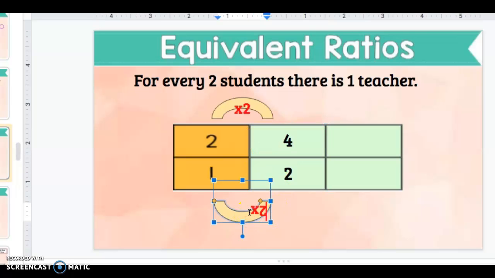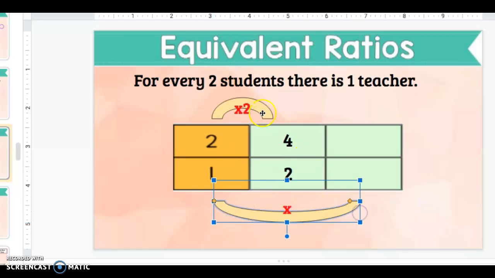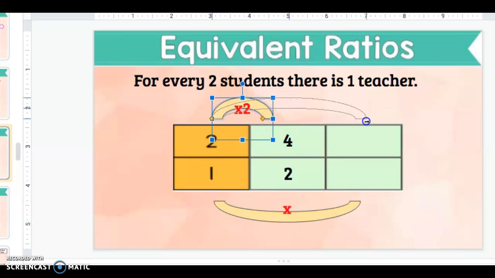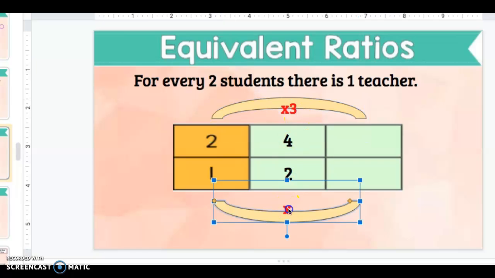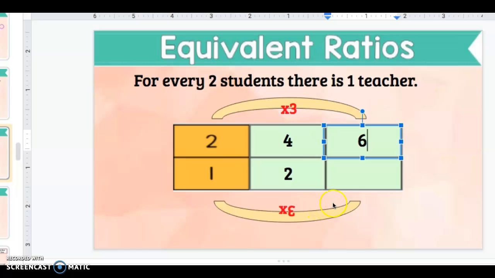Okay, now if I were to drag this over, because whatever you do, you've got to stay in line with each other. Whatever you do to the top, you have to do the bottom. So I'm just going to keep the pattern. I'm going to do 3. 2 times 3 is 6. 1 times 3 is 3. So my equivalent ratios for 2 over 1 in a table are 4 over 2, 6 over 3.